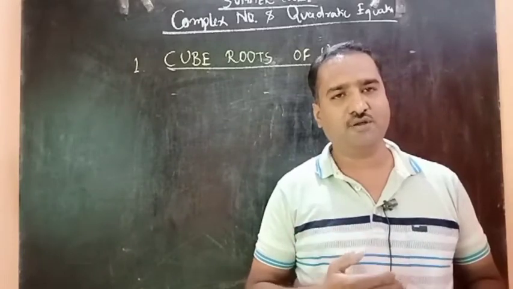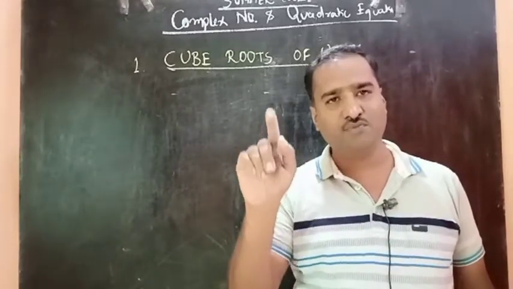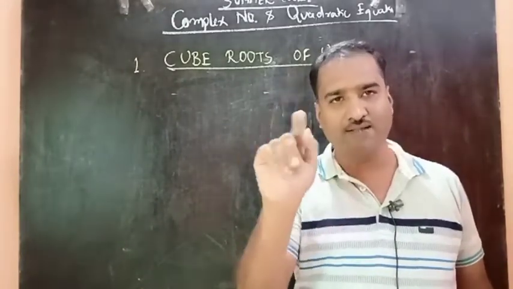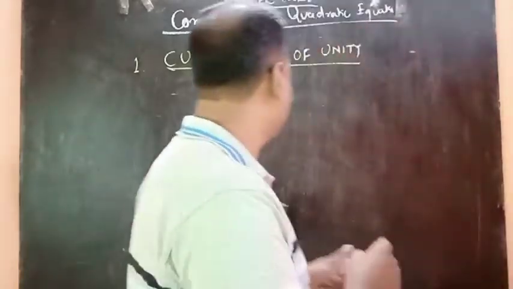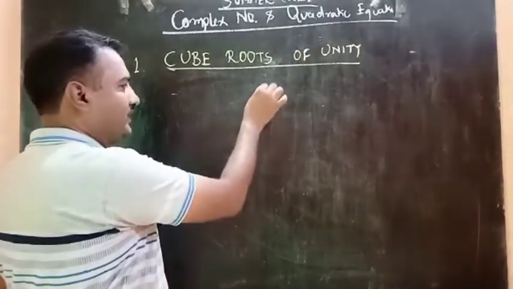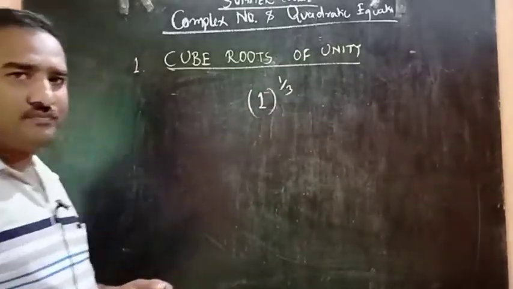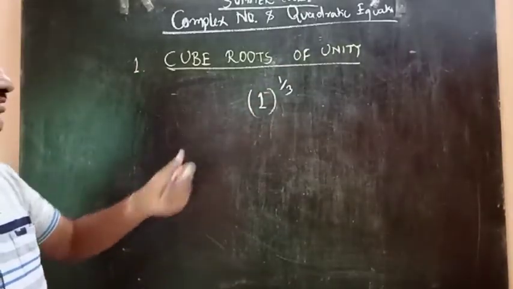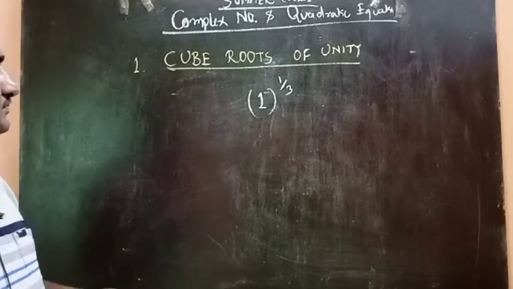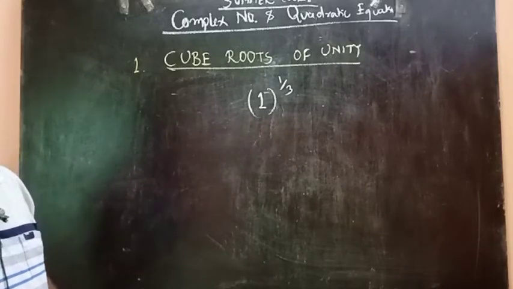So what do you mean by cube root? We know that square root means 1/2, cube root means what? 1/3. So unity means what? 1. Unity means 1, and its cube root means raising it to the power 1/3. We will find its roots. Understood or no? We have to find out the roots of this one. So 1 to the power 1/3.